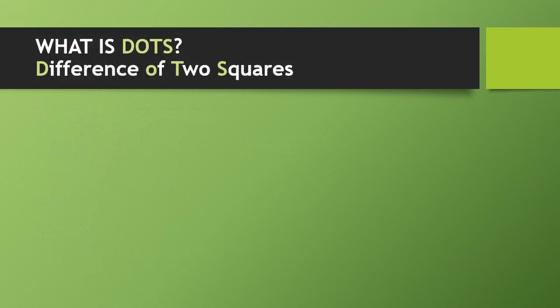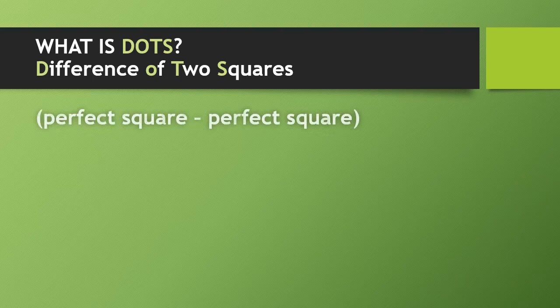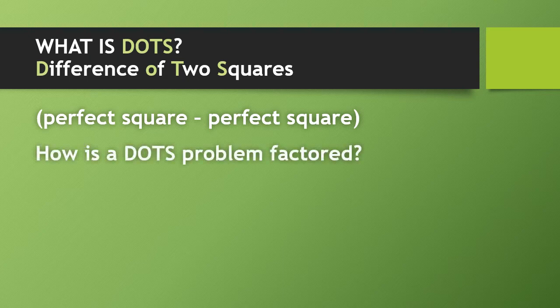All right, so we will flip to the dots card, and today we'll talk about the difference of two squares. So what is the difference of two squares? It is a perfect square minus another perfect square. And when we think about that, we have a very special way of factoring that, and if you will do this every single time, you will never get this wrong.